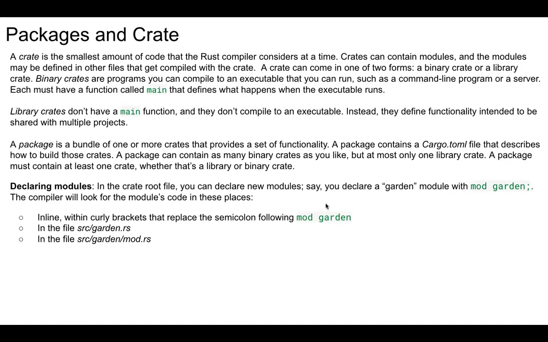A crate can have two forms, a binary or a library. Binary crates create an executable, like what we were doing when we do cargo run. It creates an executable file for you, which you can run as the program. It should have the main function in it.